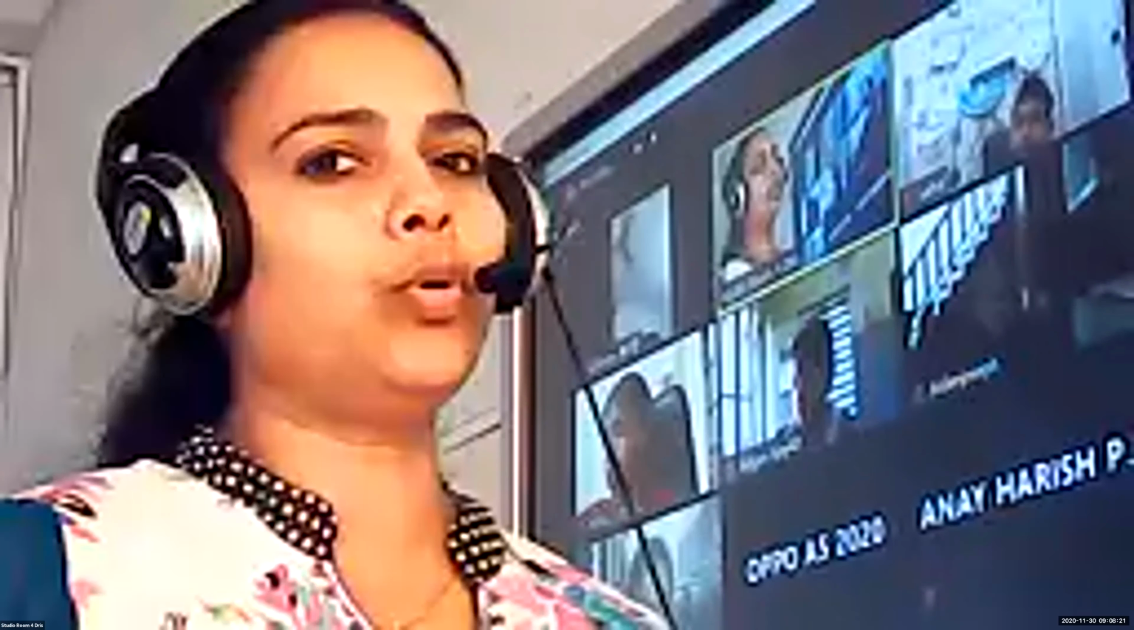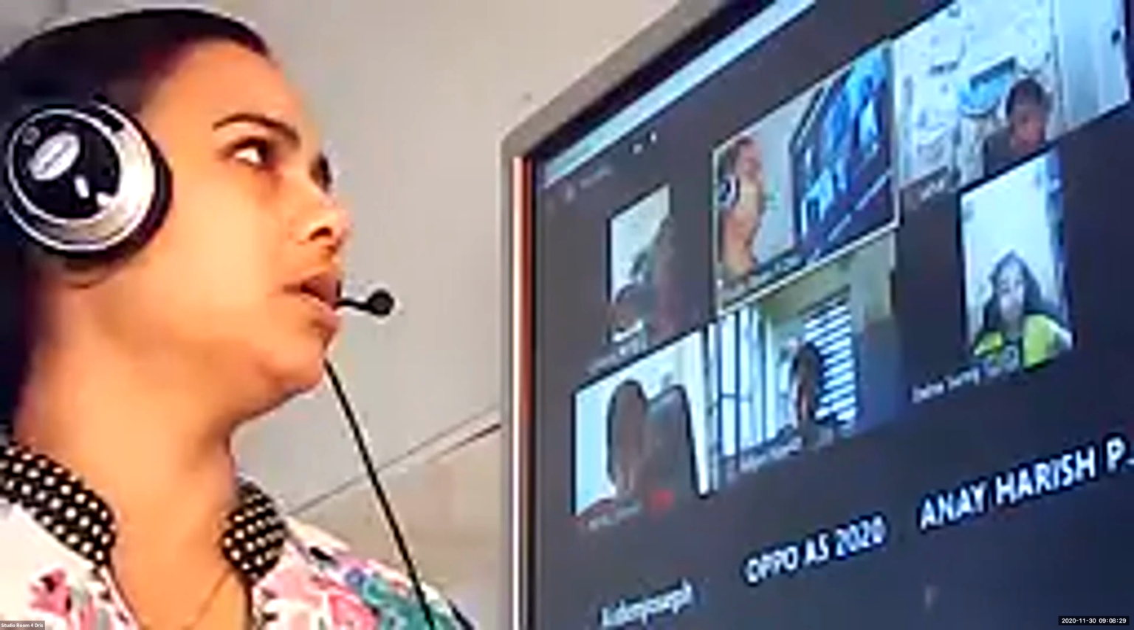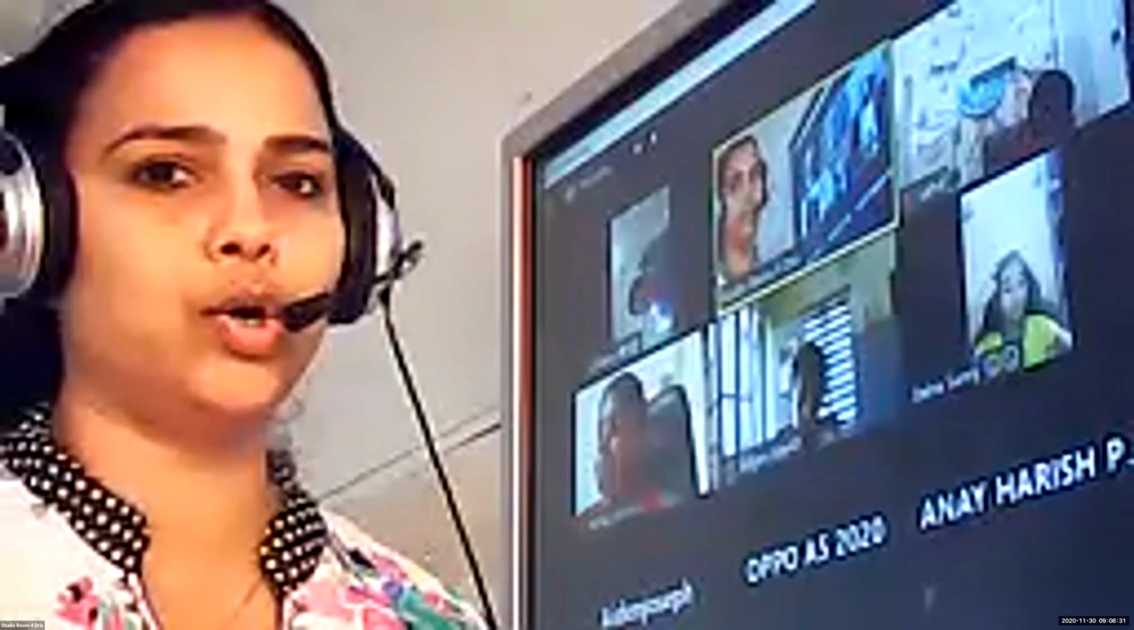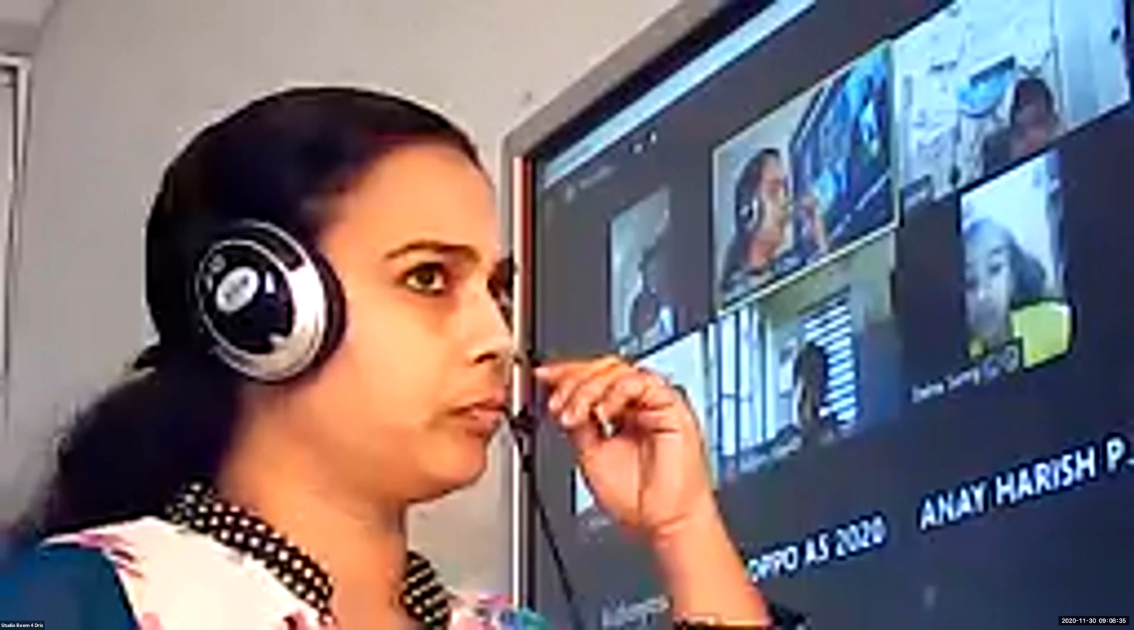Then we learned equivalent fractions. What is an equivalent fraction? Fractions that denote the same part of a whole. So fractions that denote the same part of a whole are known as equivalent fractions.